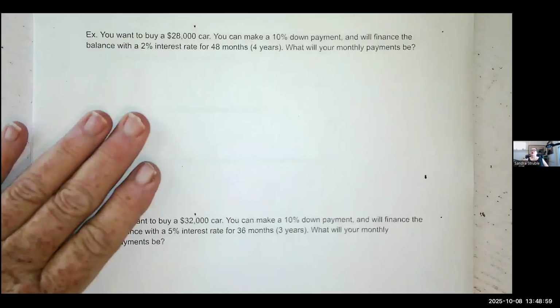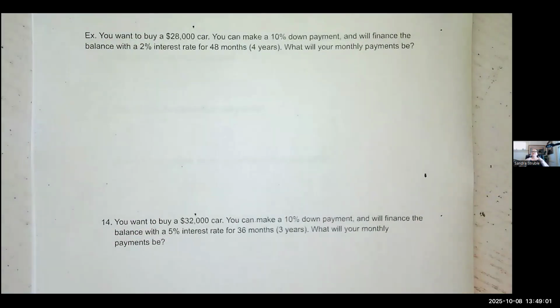Oh, here we go. So you want to buy a $28,000 car. You can make a 10% down payment. So this is a different concept we haven't talked about at all. A down payment is where you've got money set aside, or somebody gave you money, or you've been saving. It's money that's not going to be a part of your loan. Okay. That's the down payment. And you're going to finance the balance. So that means you're going to get a loan for the difference.